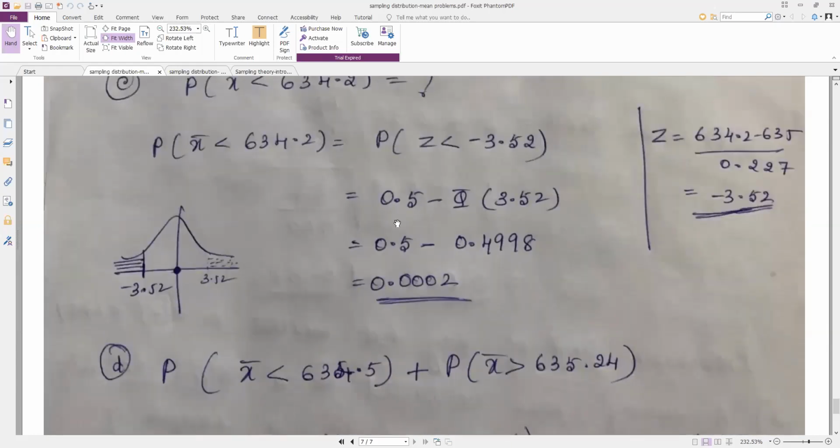Then next, x bar less than. Similarly, here Z is less than minus 3.1. Z less than means this side, but because of symmetry, this part of the area is the same as the other part. To get this area, the total area is 0.5, and we don't want this area, so we deduct phi of 3.52. That gives you this value.